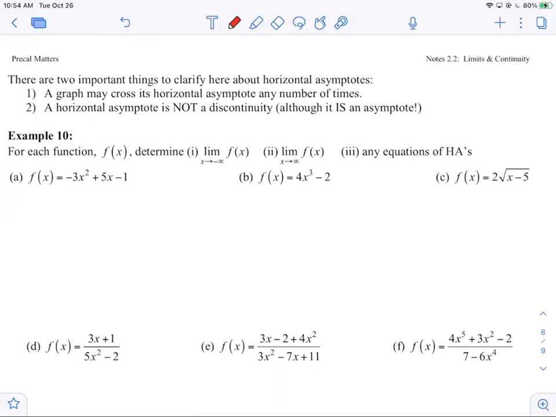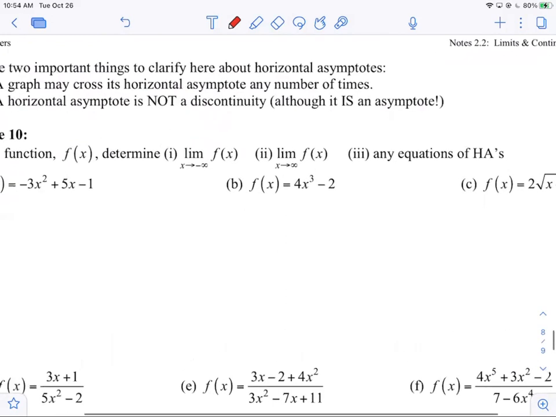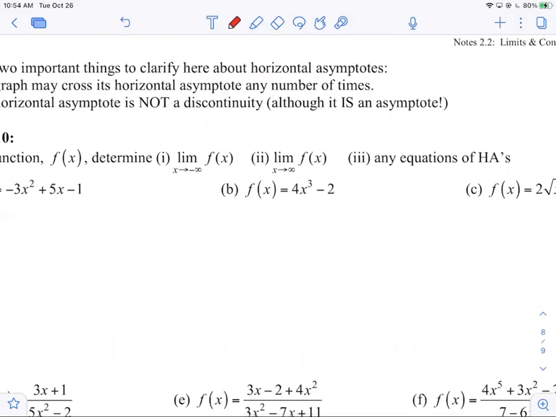Is there a horizontal asymptote? And if so, what's the equation? Now, how are we going to know after we complete part I and II if part III is going to have a horizontal asymptote or not? What will we see in one or both of our answers to I and II if I know there's going to be a horizontal asymptote on part III?